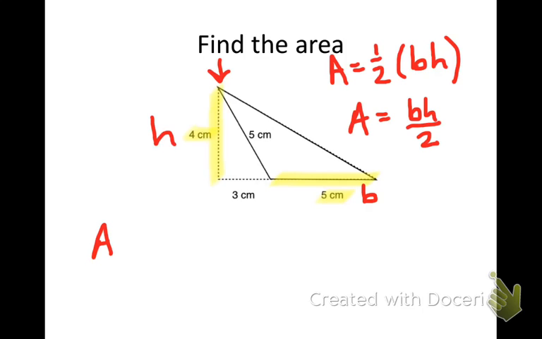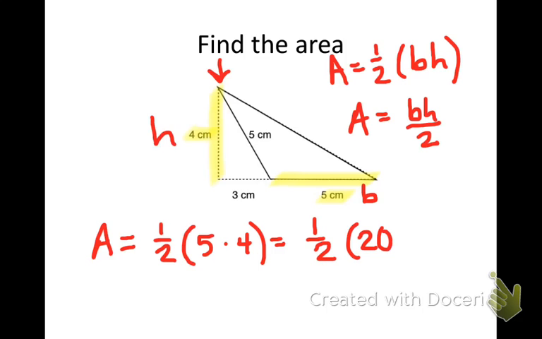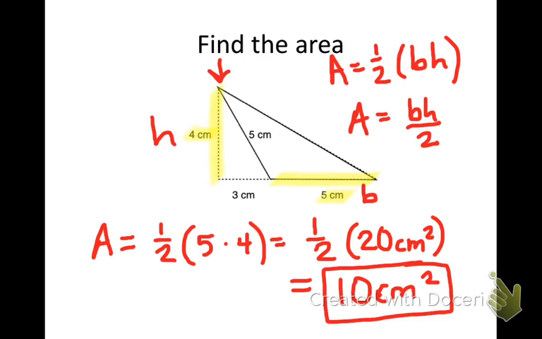So let's substitute in the values that we have. 1/2 the base times the height is equal to 1/2 of 20, and that's centimeters squared. So we get the area of 10 centimeters squared. When you take 20 centimeters squared and divide by 2, you get the area of 10 centimeters squared.